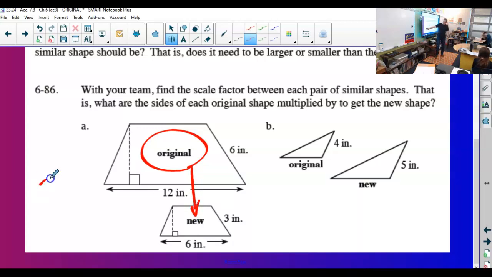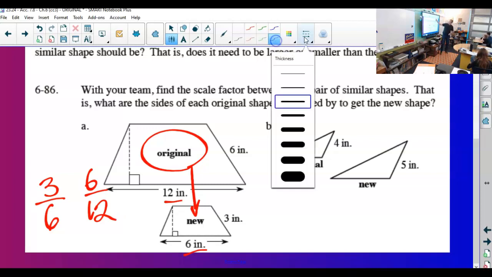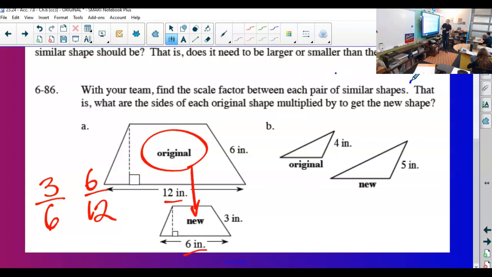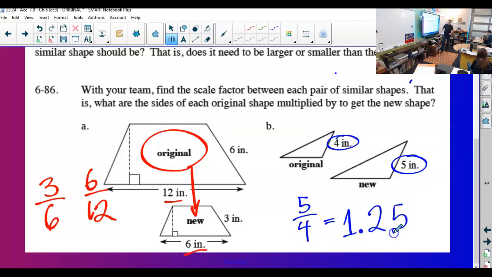Our scale factor here, if we set up new to original, or if they gave us all of those ratios, should be identical. So, Laurel, help me out with B. So, you could either do decimal or just a fraction. So, it would either be 4 or 5. And then new over original, it'd be 5/4, or if we go to the decimal, 1.25. Because our new one is slightly bigger, not by a whole lot.